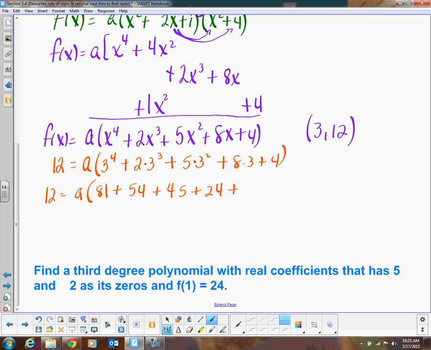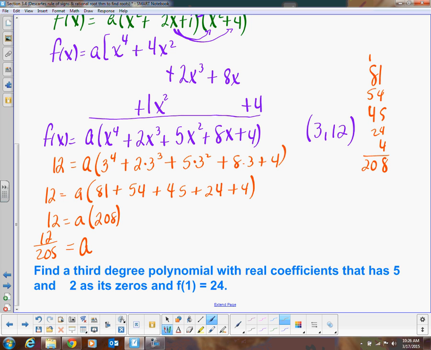Wow. This is one ugly number. 12 is equal to a times, I have no clue. 81, 54, 45, 4. 8 and 5 is 13, 17, 18, carry our 1. We've got 9 and 5 is 14, 18, 19, 20. How about 208? How do you solve for a? What's a?